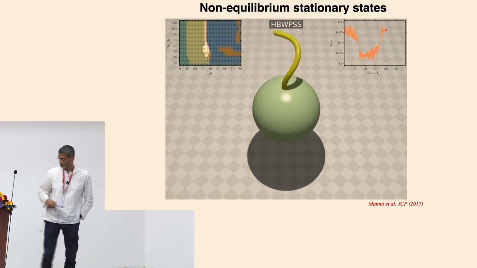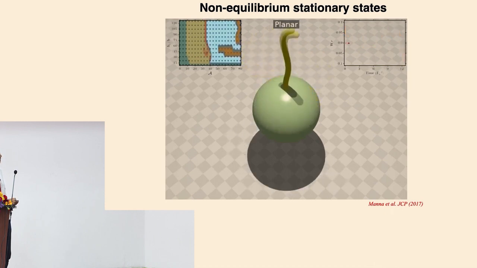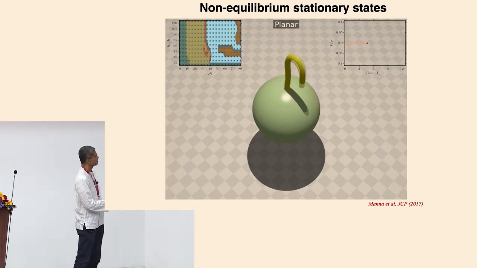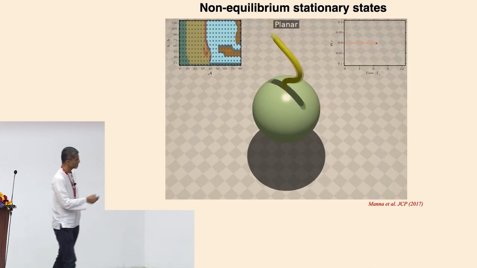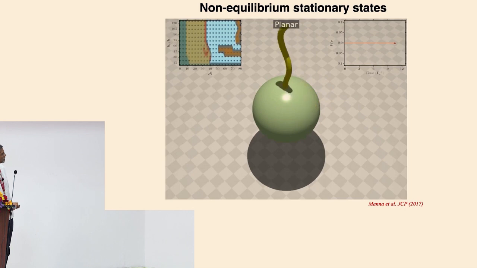I can't speed up this movie here, unfortunately, I think. So you will see that after that it moves into a planar beating regime here. Now it has switched to the planar beating regime. So basically, it is going through these regimes as we increase the activity. That is what I'm taking, a cut through this.